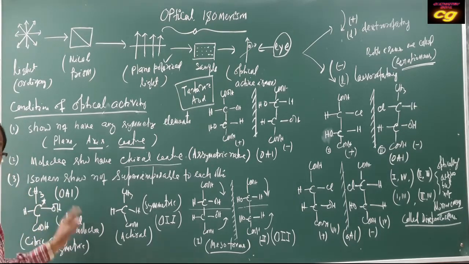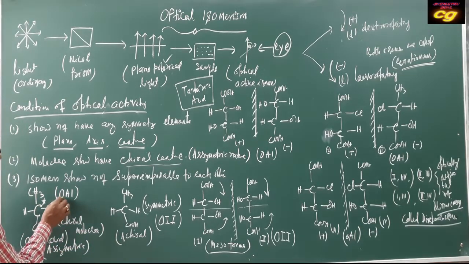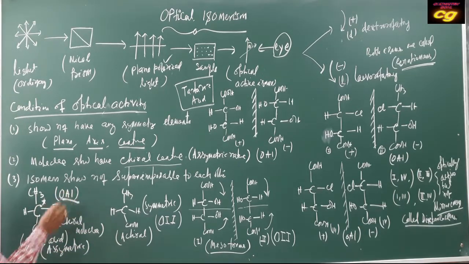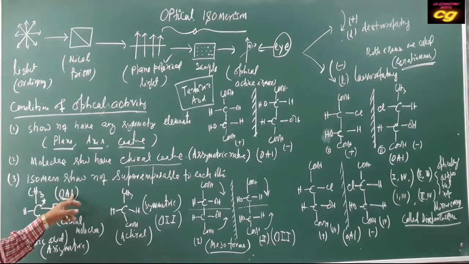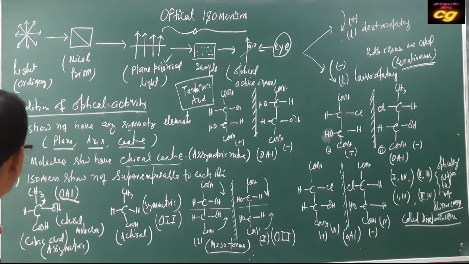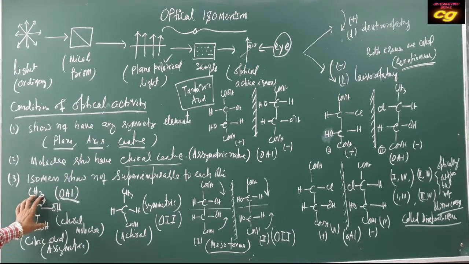The molecule is a chiral molecule and it is optically active. OAI, optically active isomer. So it is an optically active isomer.